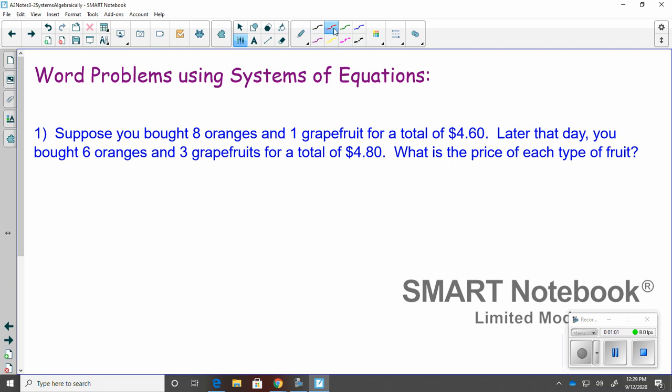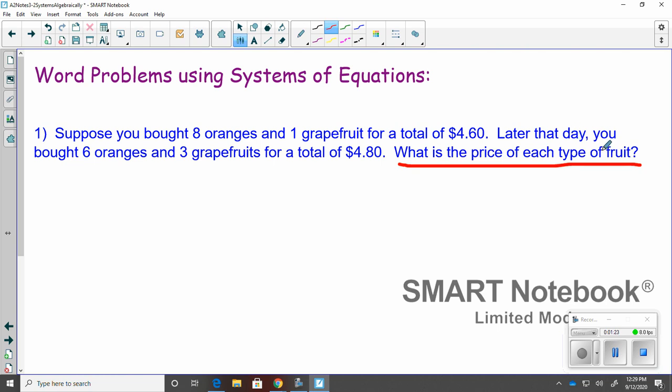You'll notice that I read that question a couple different times. That is a good thing to do when you're trying to solve a word problem. You've got to read carefully. Always look at the question because that's obviously what we're trying to answer. We're looking for the price of each type of fruit.